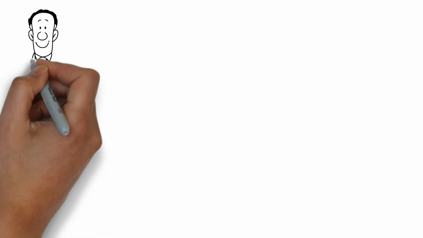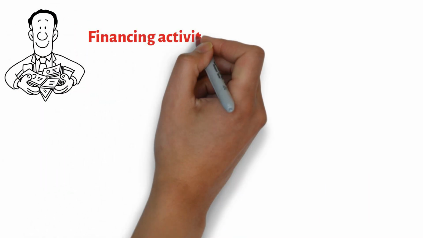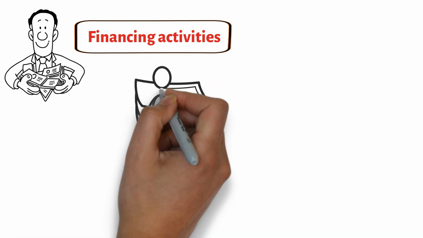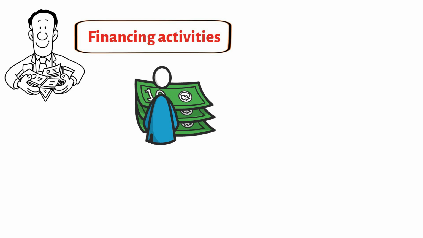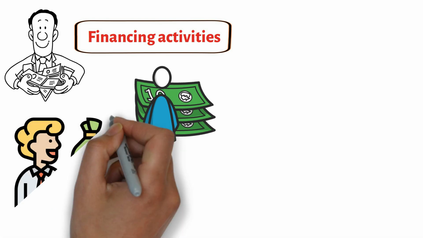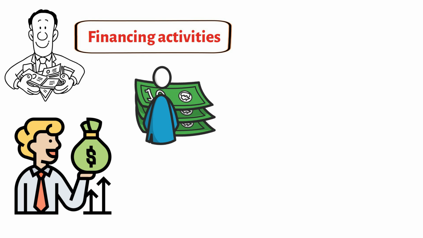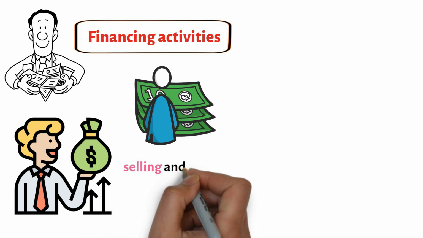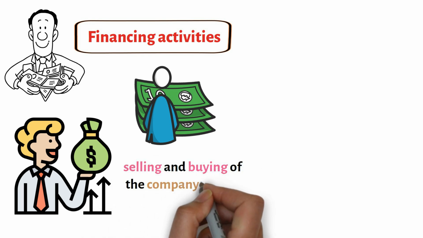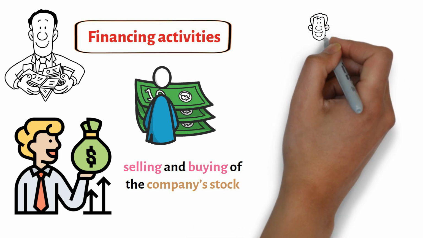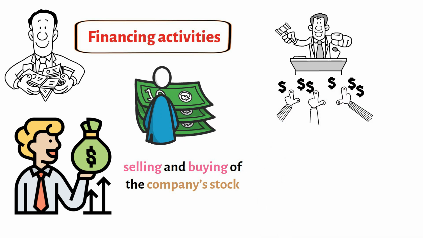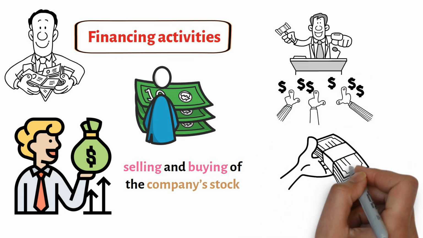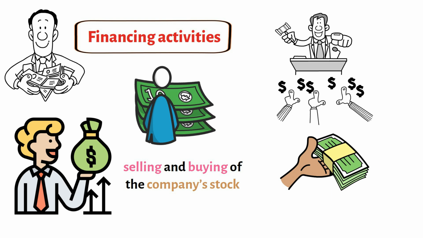Finally, there is the section on cash flow from financing activities. This measures the cash that flows in and out of a company because of financing activities. This includes all outflows of cash for the payment of dividends. It also includes the selling and buying of the company's stock. When the company sells shares to finance a new plant, cash flows into the company. When the company buys back its shares, cash flows out of the company. The same thing happens with bonds.